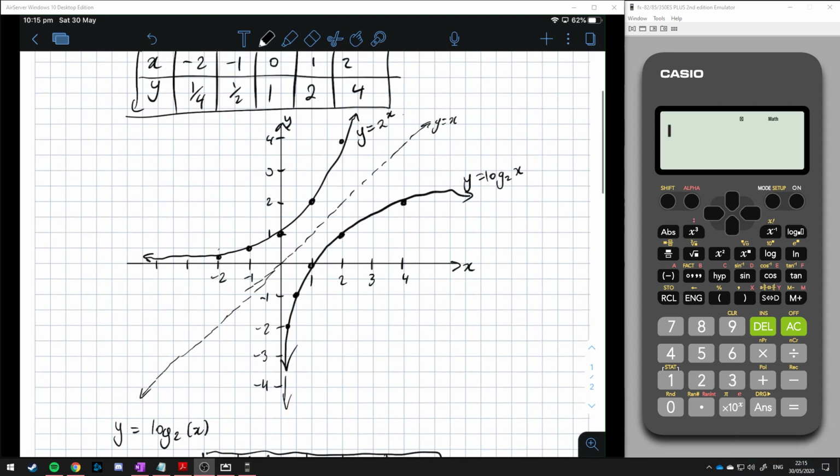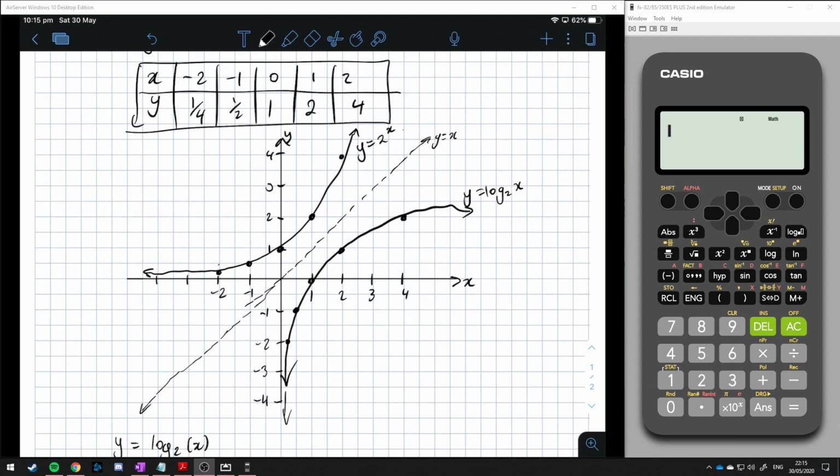Now, for y is equal to 2 to the power of x, we have a horizontal asymptote at y is equal to 0. And as x approaches negative infinity, so the further and further it gets out here, the closer and closer we get to 0, but we're never going to touch it. And again, it's the opposite for the logarithm, okay?